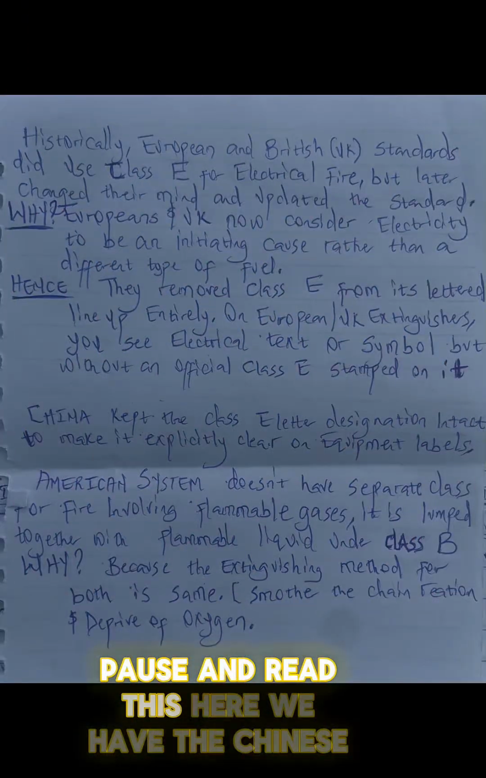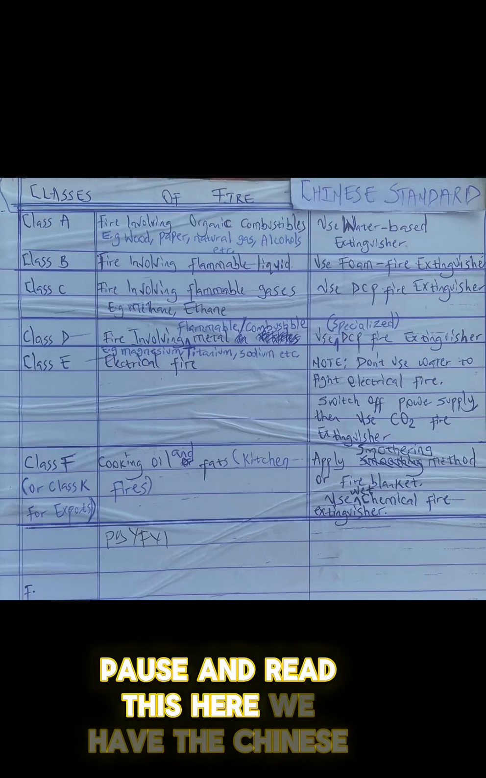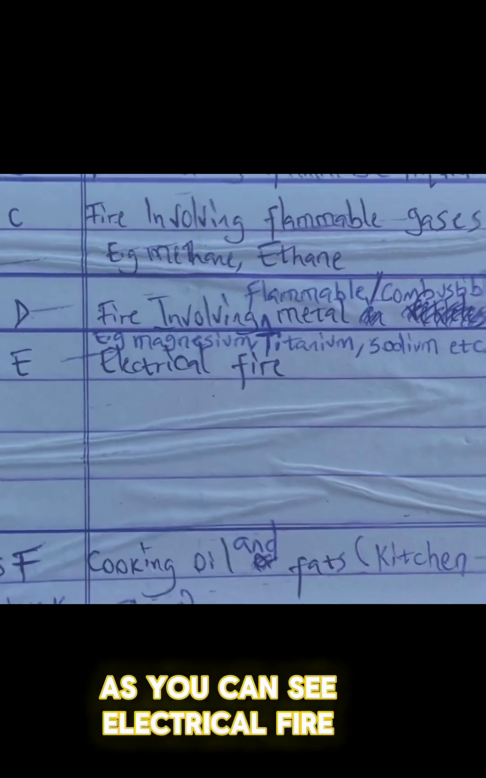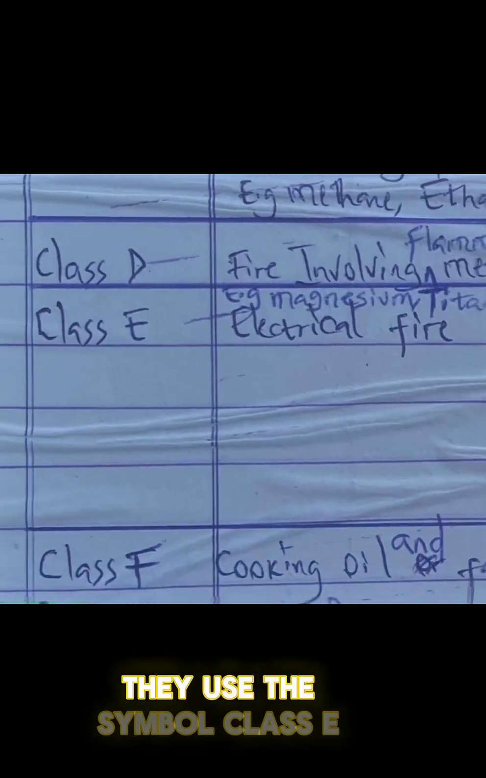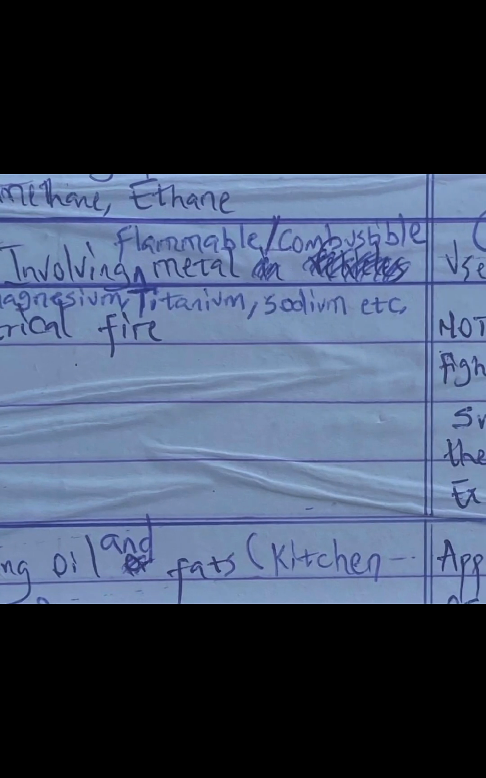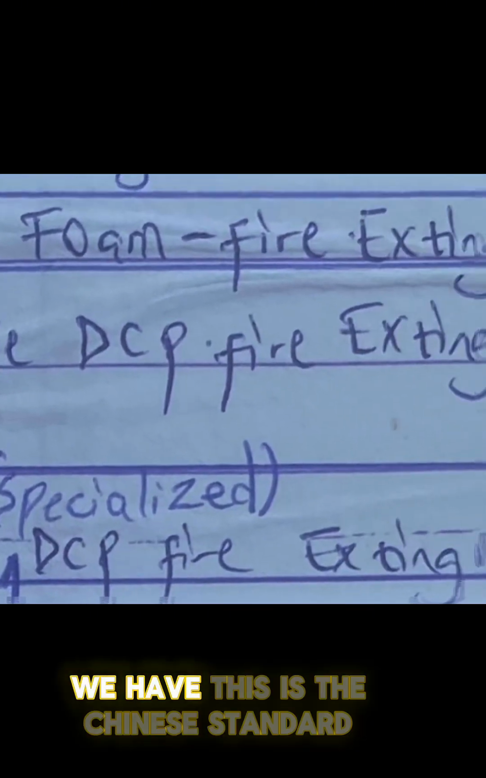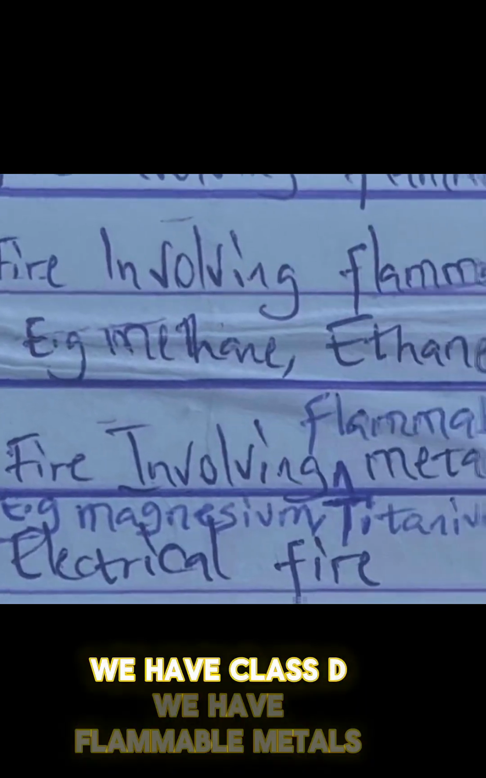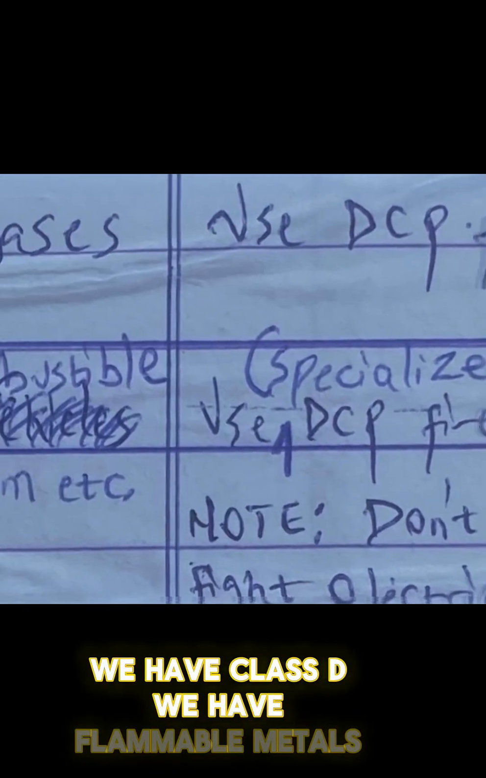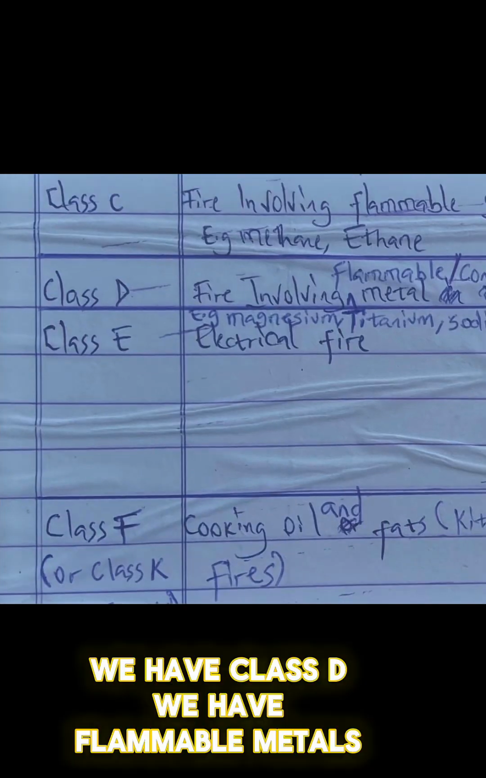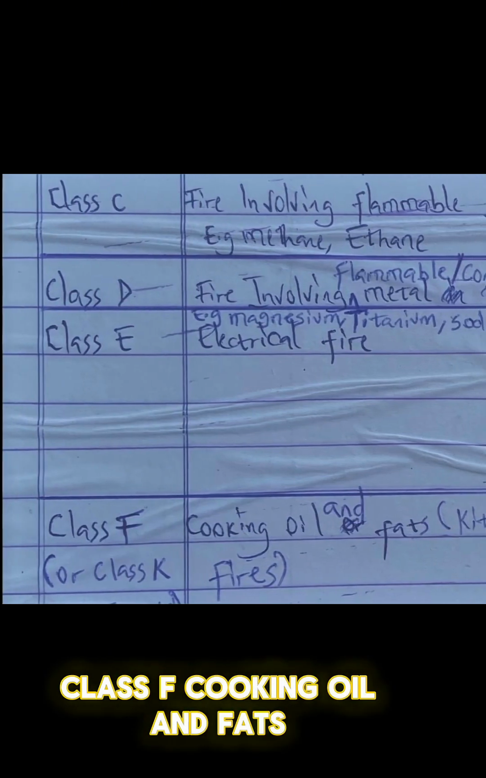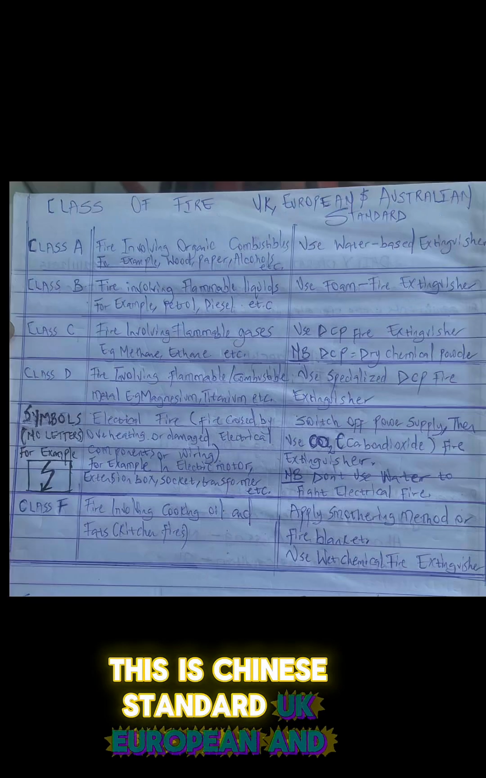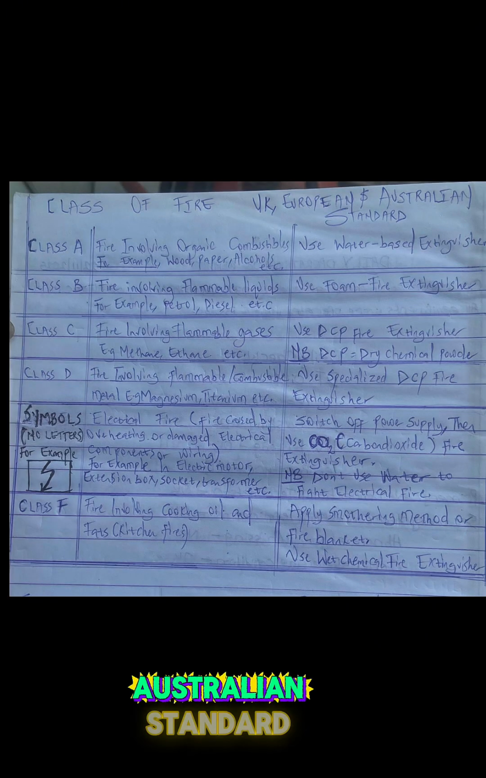Pause and read this. Here we have the Chinese classification. As you can see, for electrical fire, they use the symbol, class E. This is the Chinese standard. We have class D, flammable metals, and class F, cooking oil and fats. This is the Chinese standard.